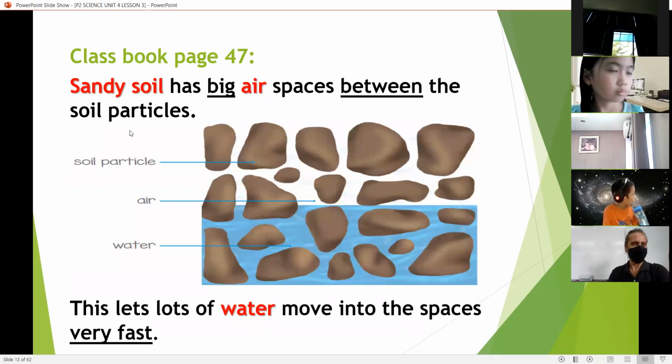Now, sandy soil has big empty spaces between the pieces of rock. There is lots of space between the pieces of rock in sandy soil.